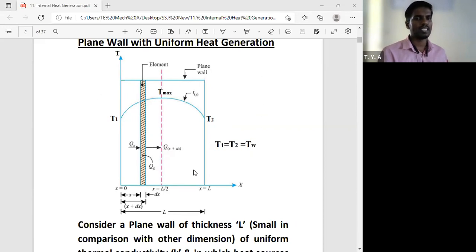What are the different parameters of this plane wall? Thickness is capital L. We have considered one small element, then Qx amount of heat is conducted into the element, and Qx plus dx, that much amount of heat is conducted out from the element, and we have considered that Qg is nothing but internal heat generation. So in whatever small element we have considered, Qg amount of heat is generated.